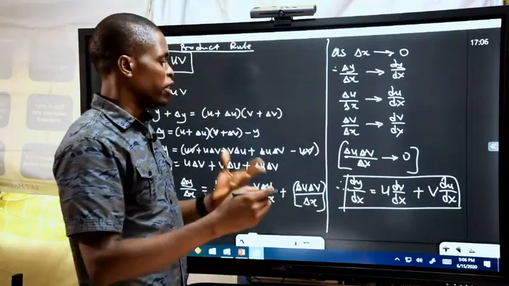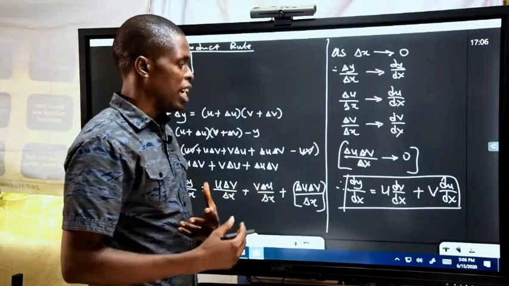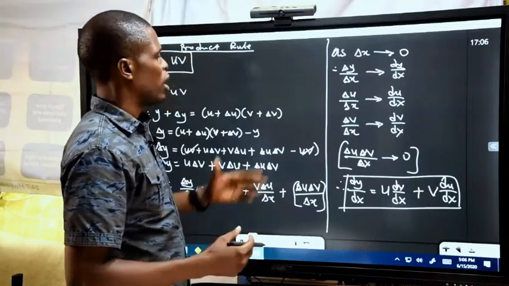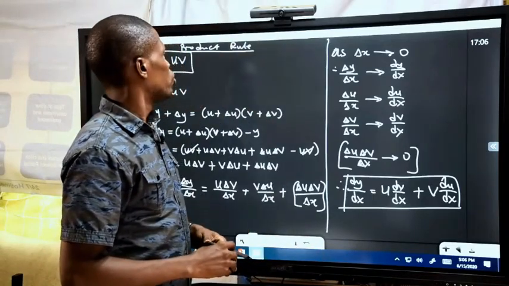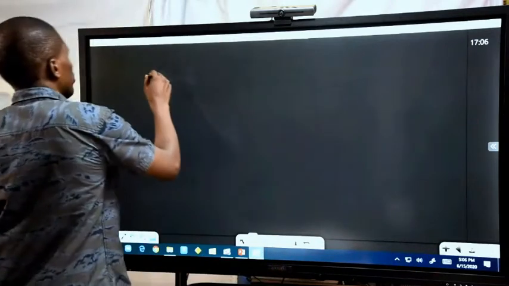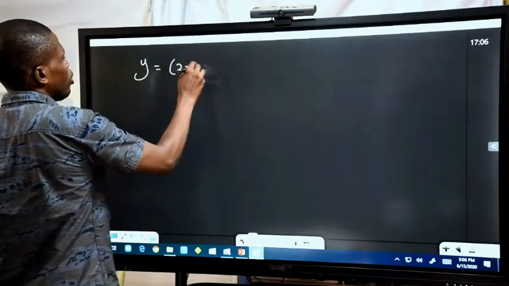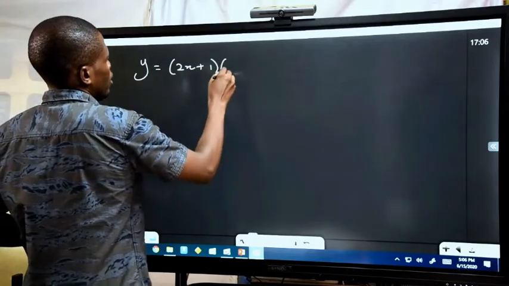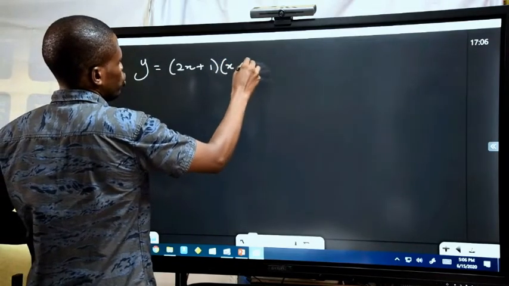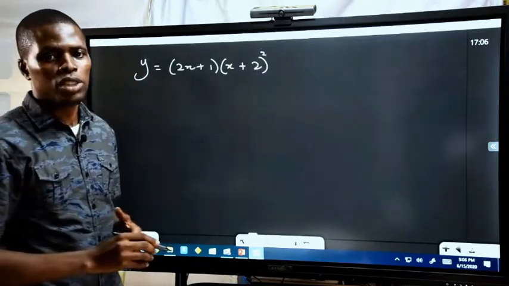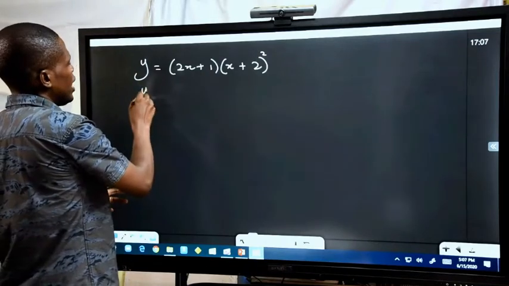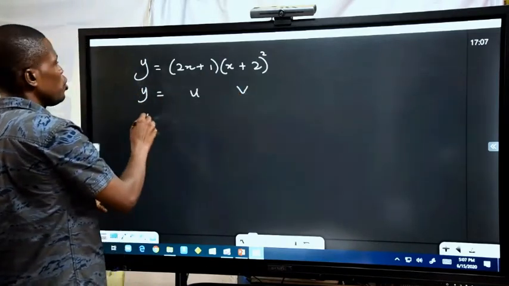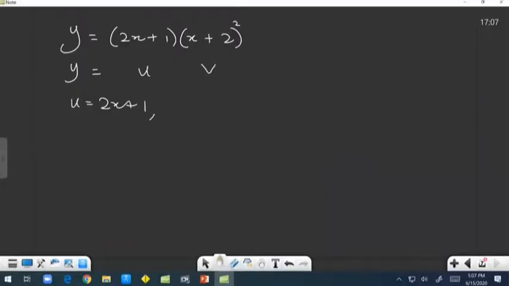Or what we say, you differentiate one, leave the other, and differentiate the other and leave the one, by adding the two functions together. So we are going to look at an example on that and see how it's going to pan out as we solve a problem relating to a product. So we are given this, y equal to (2x plus 1), brackets, (x plus 2) raised to the power of 2. So how do you solve this? Using the product rule. We apply y equal to uv. Here, u equal to 2x plus 1 and v equal to (x plus 2) all squared.